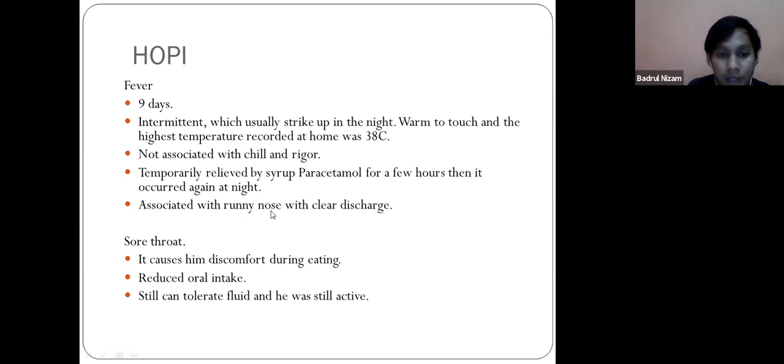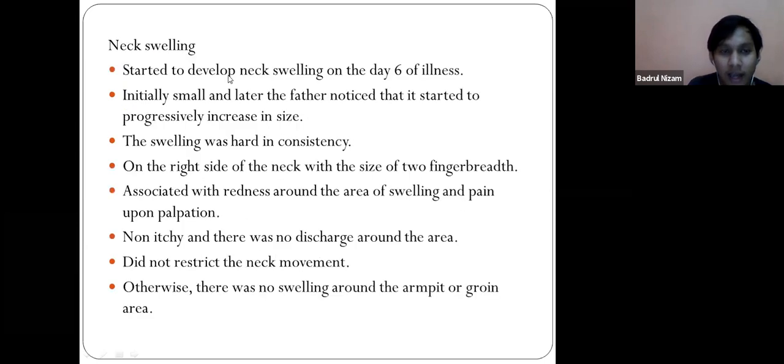It was associated with runny nose with clear discharge. The fever was also associated with sore throat, which caused the patient discomfort during eating. It was associated with reduced oral intake. However, the patient could still tolerate fluids and he was still active. Okay.